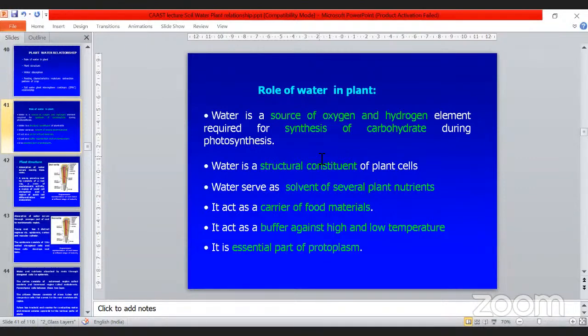It also acts as a buffer against high and low temperature. It is also an essential part of the protoplasm, because if the protoplasm dries out, naturally all the functions of the cell die out. So it is very important for maintaining turgor pressure, the pressure inside the cell. As we have seen, water acts as a buffer against higher and lower temperatures, which is the role of water in the plant.